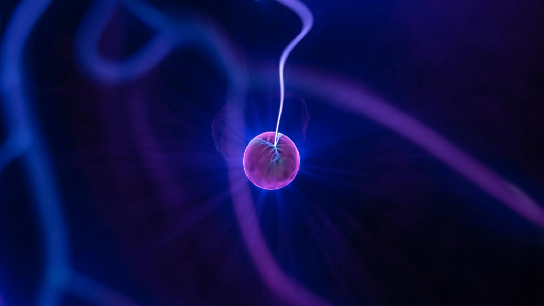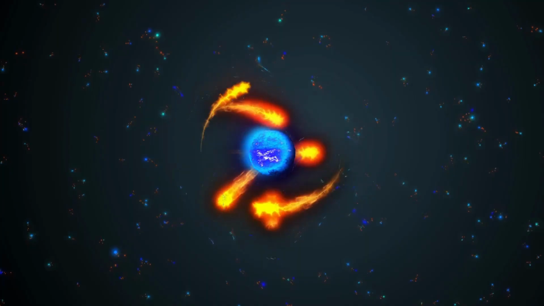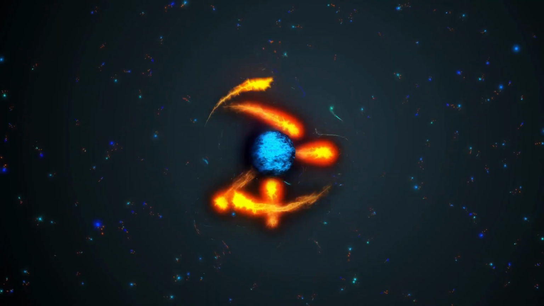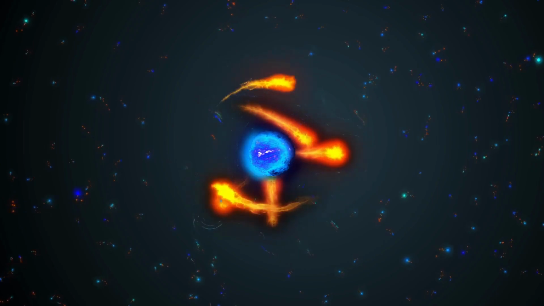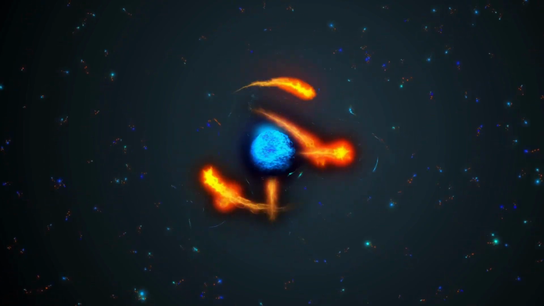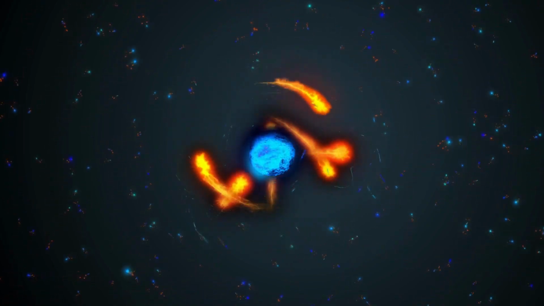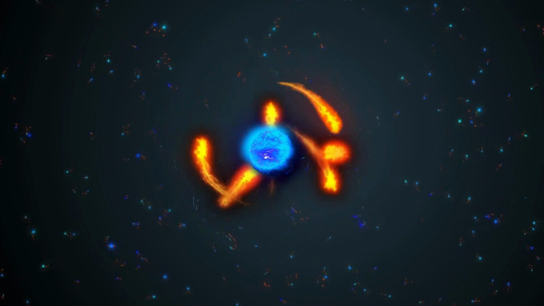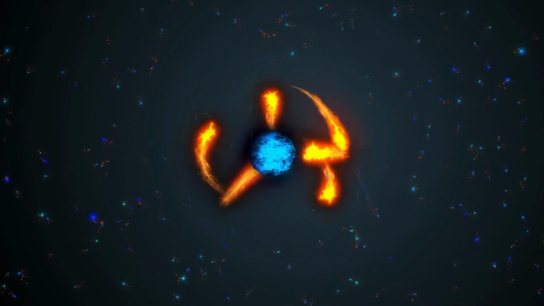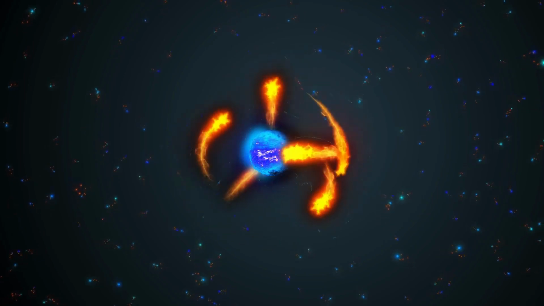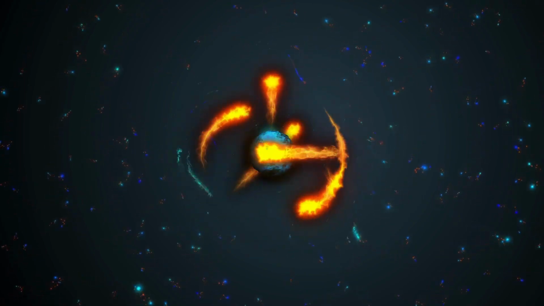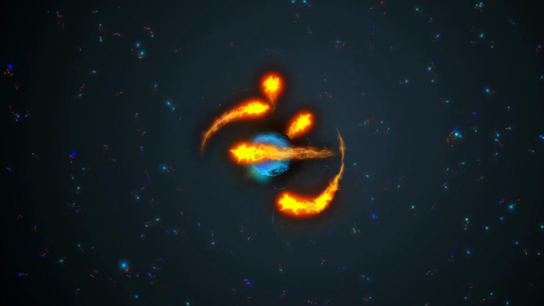The arrangement of electrons in an atom can be described using quantum numbers. The principal quantum number, n, describes the energy level of the electron, while the azimuthal quantum number, L, describes the shape of the orbital. The magnetic quantum number, m, describes the orientation of the orbital, and the spin quantum number, s, describes the spin of the electron.